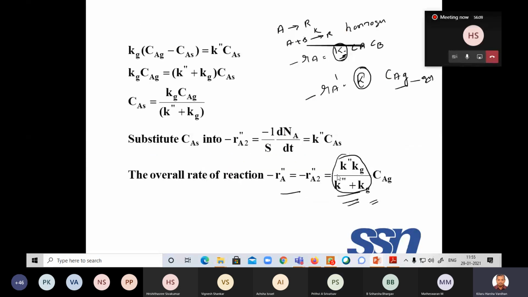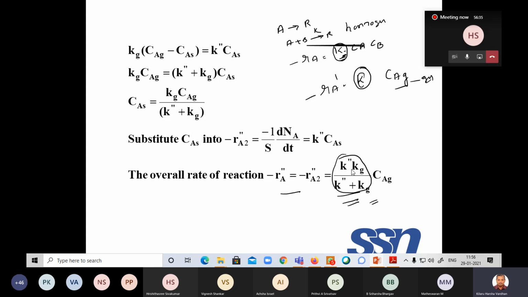Now this is how we are getting it. We'll do a gimmick here to make it much simpler. We are equating both the reactions, then we are getting CAS. This is the unknown. The unknown you are writing in terms of knowns, because the mass transfer coefficient in the gas phase you know, the concentration in the gas phase you know, the rate of reaction you know. Therefore, the mass transfer coefficient in the gas phase you also know.